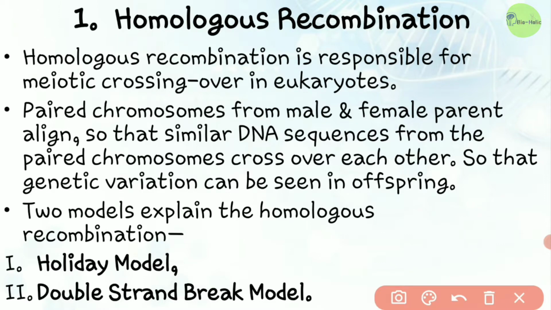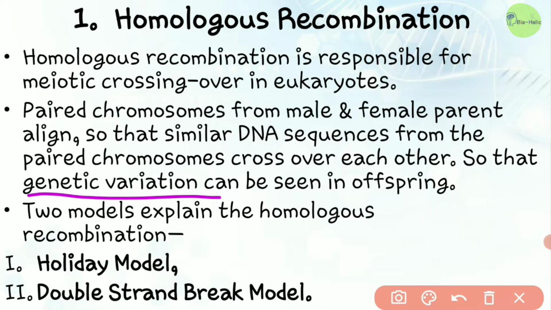So the paired chromosomes from male and female parent align, containing similar DNA sequences, and they cross over each other, and crossing over results in a shuffling of genetic material and is an important cause of genetic variation which can be seen in the offspring.